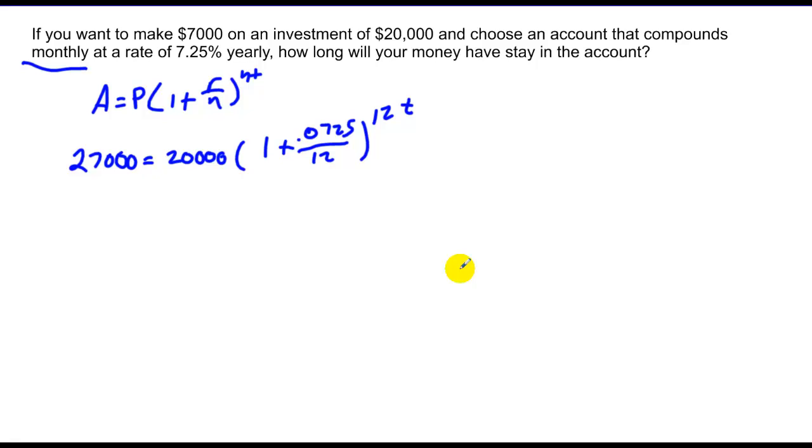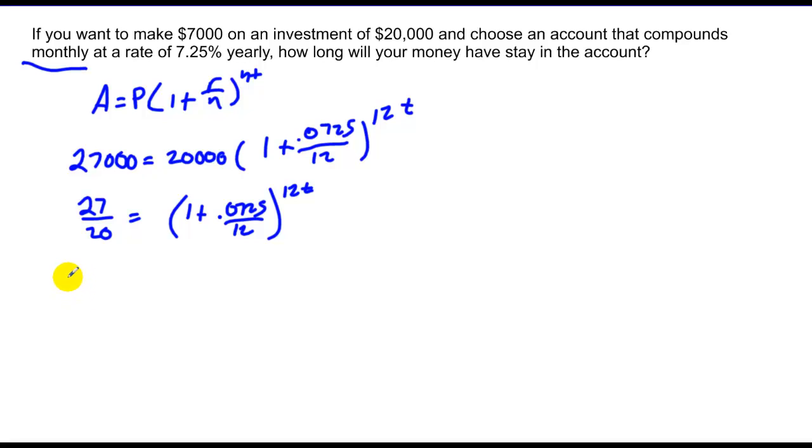So now we've got to do some division. I've got 27 over 20 equals 1 plus 0.0725 over 12 raised to the 12t. I need to be able to solve for this t, so now I have to use either natural logarithms or common logarithms. I'll just use a natural logarithm.